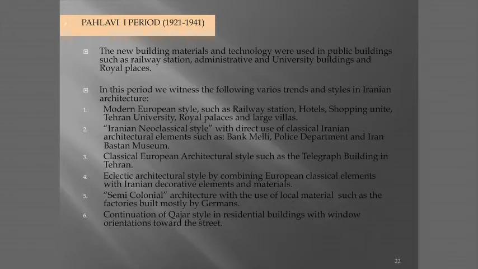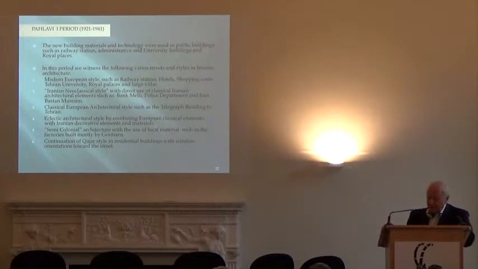The new building material and technology were used in public buildings, such as the railway station. We didn't have a railway station before. Administrative and university buildings and royal palaces all used the new building materials. But I am not going into these different areas. I can show some of them in the pictures, and maybe later on you can read the whole text when it is printed.